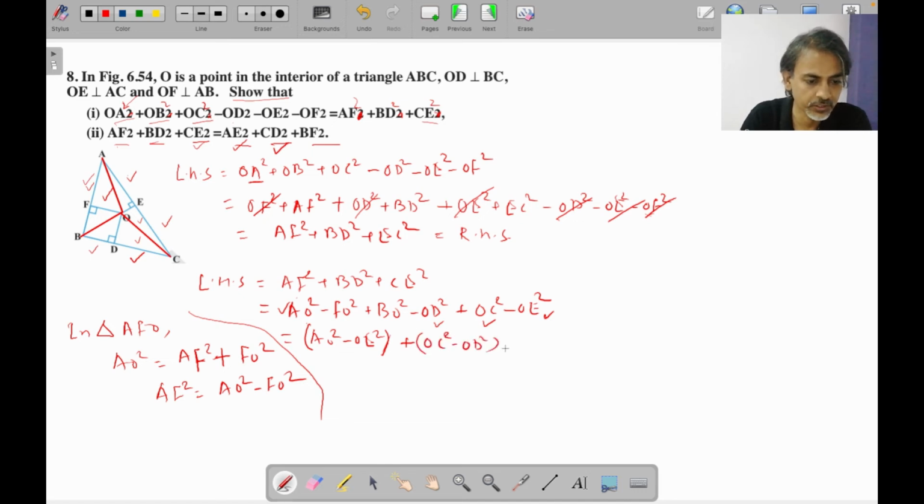So what I'm left with is BO square minus OF square, right? Now look at this. AO square minus OE square is nothing but AE square, so we'll write AE square. OC square minus OD square is nothing but DC square, so I'll write DC square. Similarly, BO square minus OF square is nothing but BF square. So what we have got is AE square plus DC square plus BF square, which is nothing but the RHS, right? This is also proved.